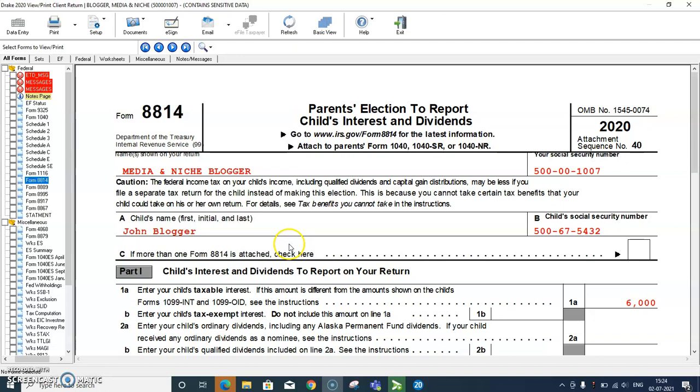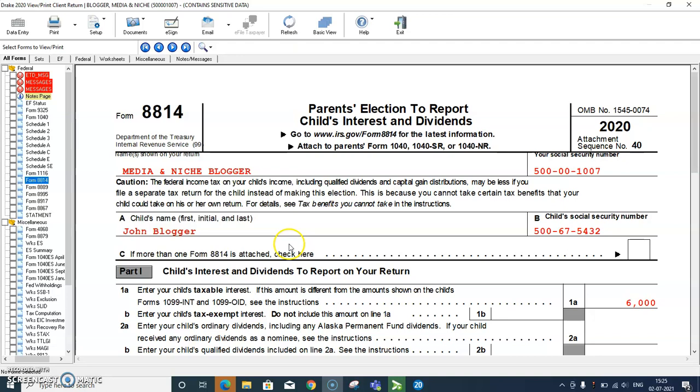Now, how do you make the parent's election? You can qualify to make the election if you file Form 1040, 1040-NR or 1040-SR and any of the following applies. You are filing a joint return for 2020 with the child's other parent. Next point, you and the child's other parent were married to each other but filed separate returns for 2020 and you had the higher taxable income. Point number 3, you were unmarried, treated as unmarried for federal income tax purposes, and separated from the child's other parent by a divorce or separate maintenance decree. The child must have lived with you for most of the year.